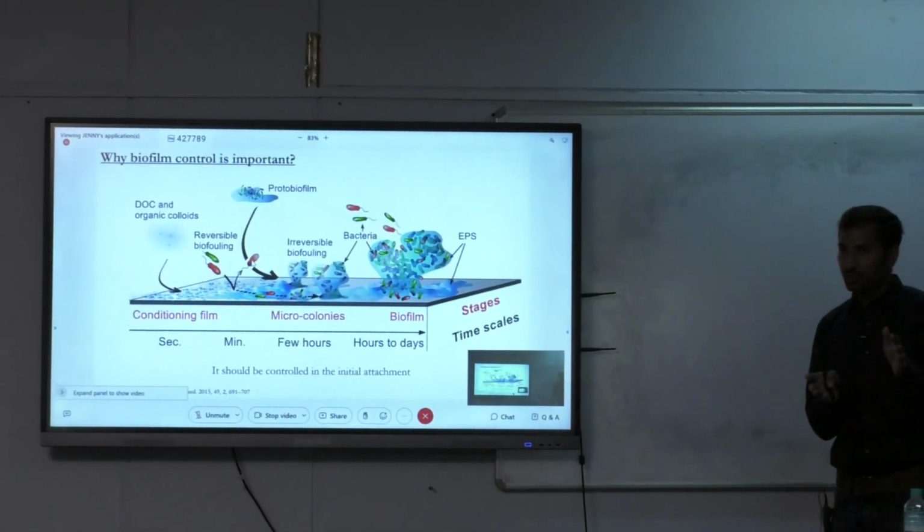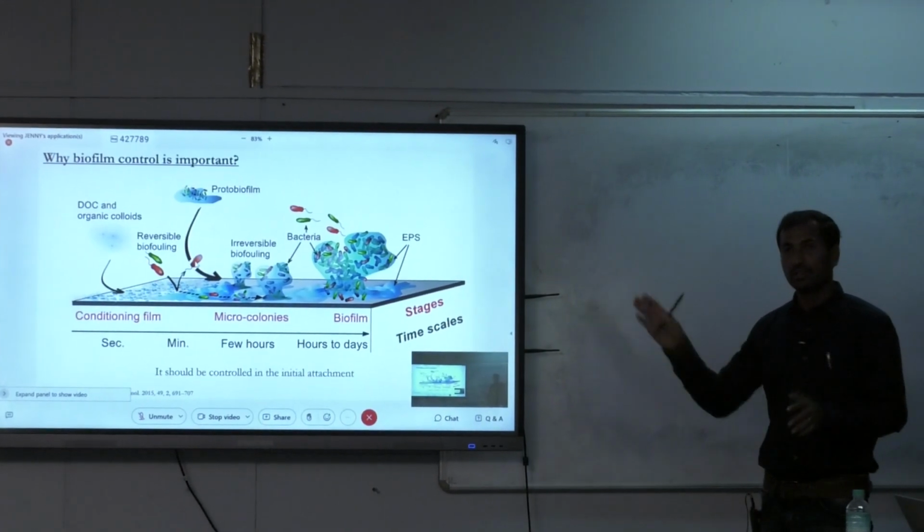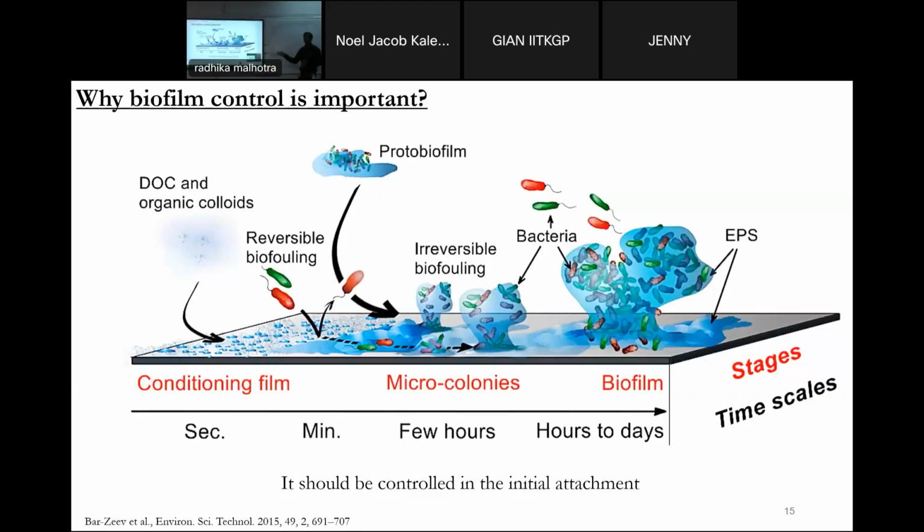So our research mostly focused on controlling or preventing the biofouling in the initial stage of attachment. Because once it gets fouled, it is very difficult to clean the membrane surface. Even with chemical cleaning, as I said, it can negatively affect the selective layer of the membrane. It's very difficult.